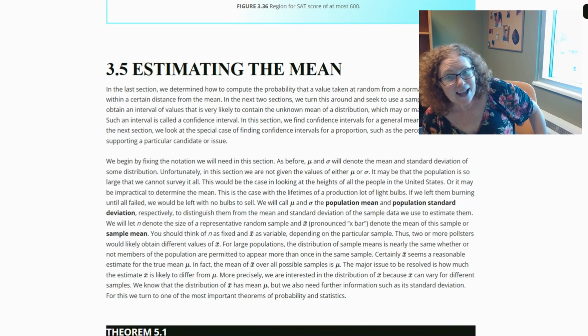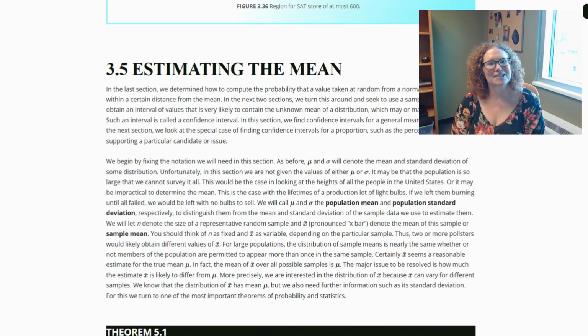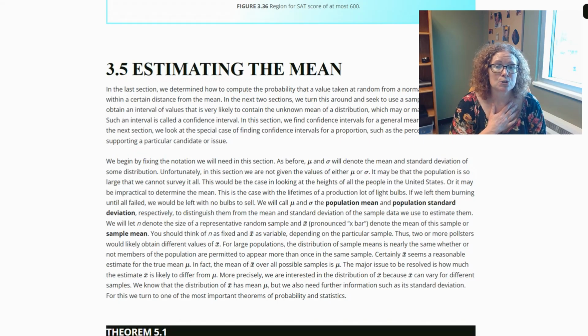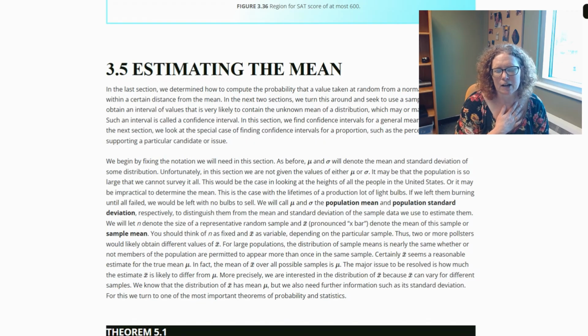So the last section of this chapter is estimating the mean. We also will call this confidence intervals. So we are trying to see how confident we are in our data, how confident we are that the probability of that number is actually going to be falling within that section that we're looking at.